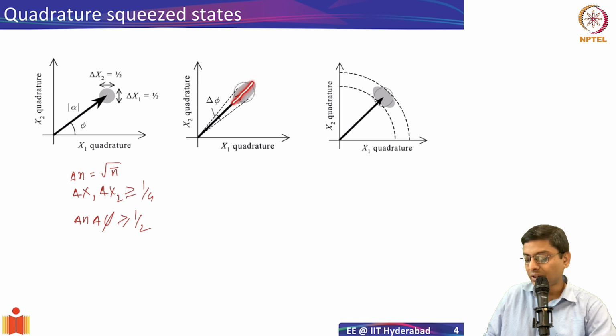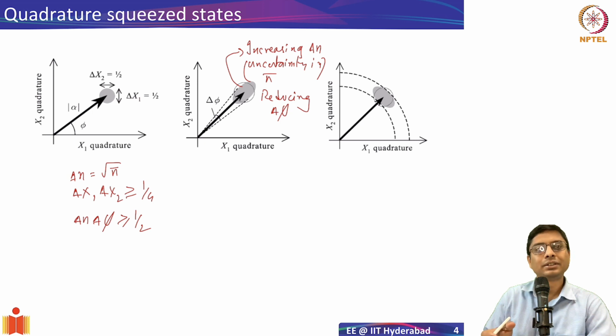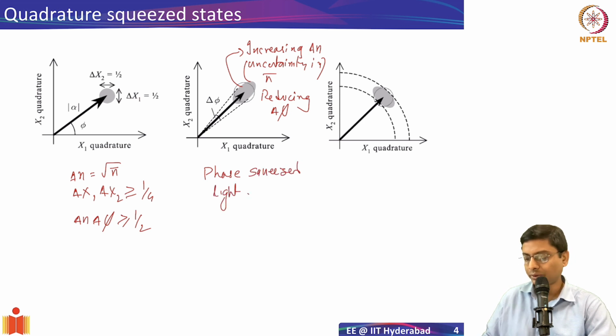Now if I am stretching it along the radial axis, I am increasing uncertainty in number of photons, n bar, correct? Delta n I'm increasing, right? So increasing delta n, that's uncertainty in n bar. Now if I increase uncertainty in n bar, of course, I'm also reducing delta phi. That's what this ellipse means. So basically, since we are reducing the uncertainty in the phase, I'm calling it phase squeezed light. Phase squeezed light. Is it okay?